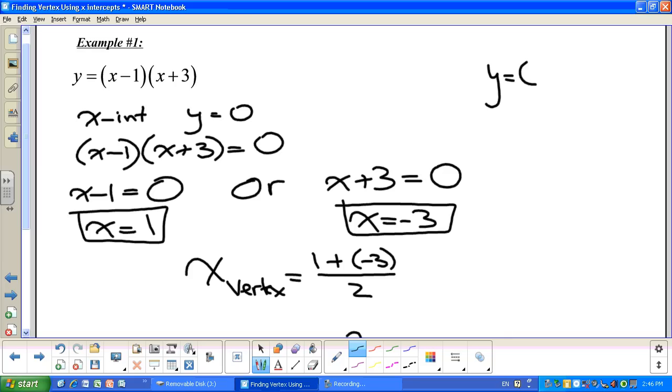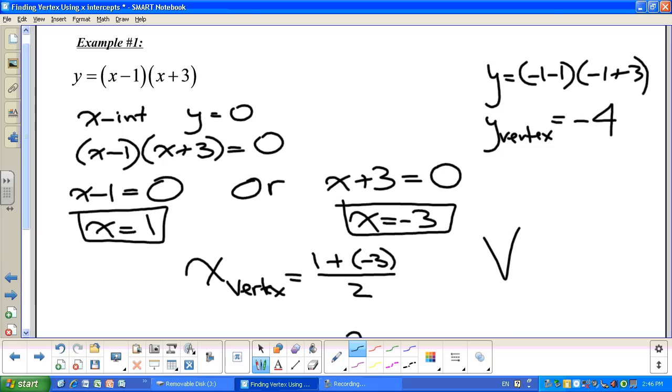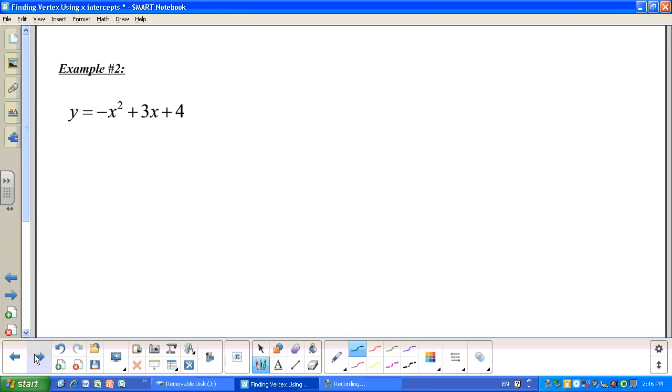So my x was -1. Correct. So -1 minus 1, -1 plus 3. So the y of the vertex will be -2 times -1. Am I right? That's correct. So the coordinates of the vertex are -1 and -4. There you go, I am done. Next. Well, you have the next equation.